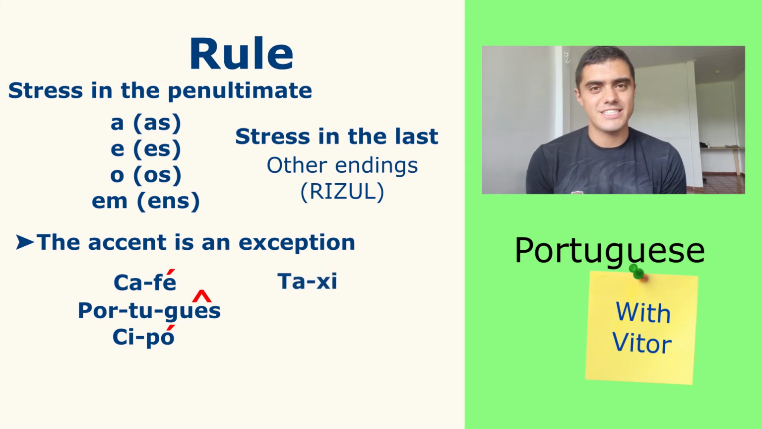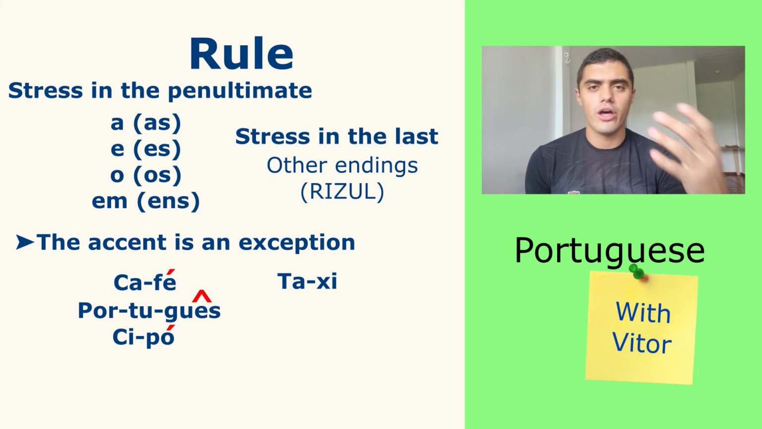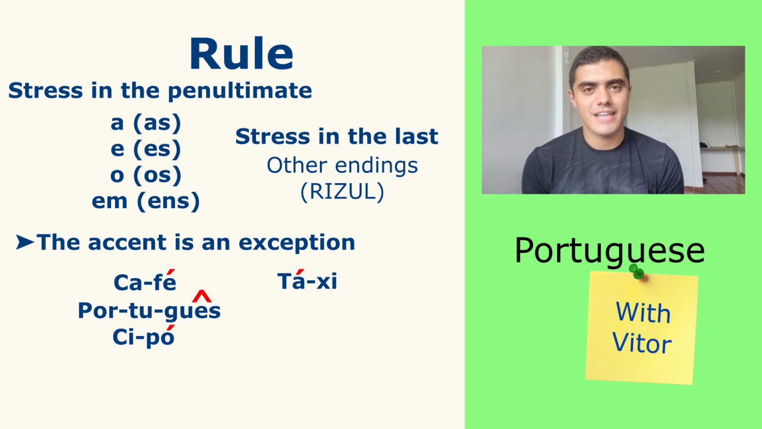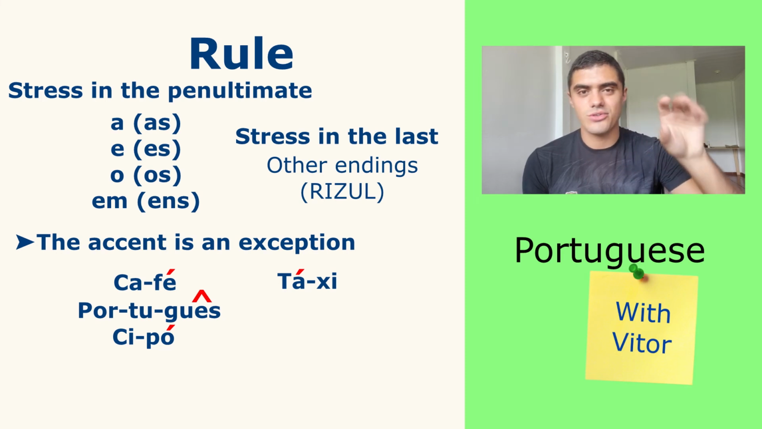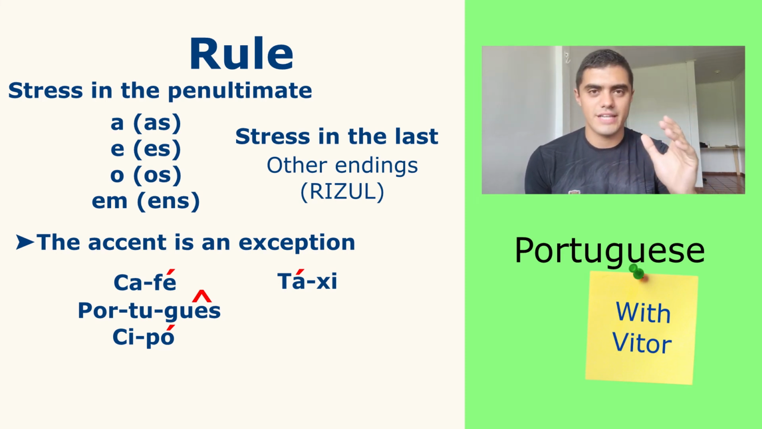Again, let's move to another example. For example, the word taxi in English. We have this word here. Read it. It doesn't end with any of the endings for the penultimate syllable, so it's another ending. The stress must be in the last syllable. We must say taxi. Although in Portuguese, this word is pronounced with the stress on the first syllable. As it runs away from the rule that any other ending is stressed in the last syllable, the stress here is in the penultimate, so it's an exception.